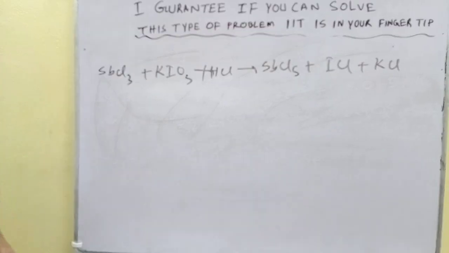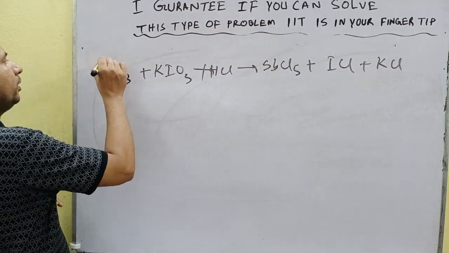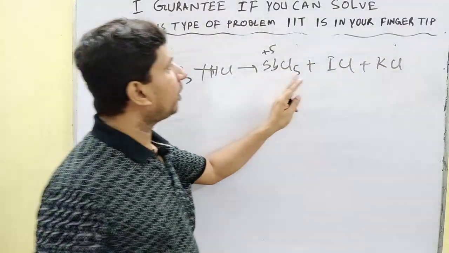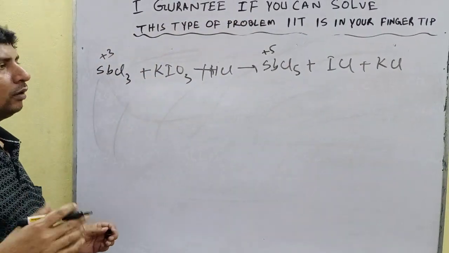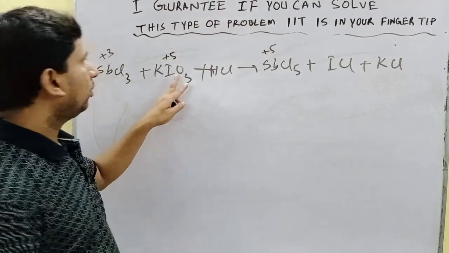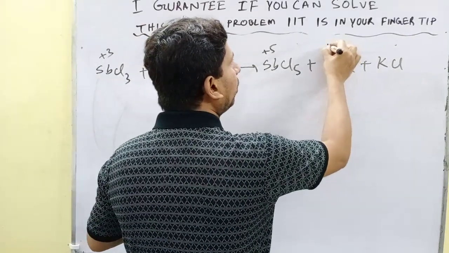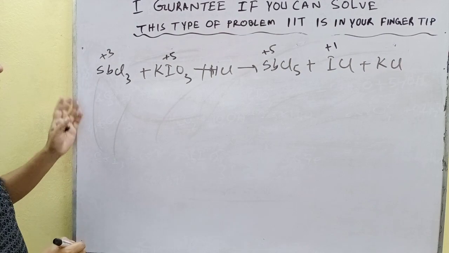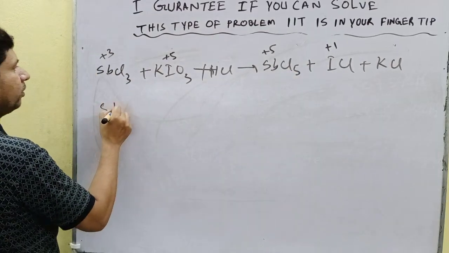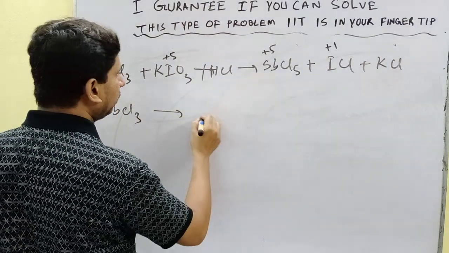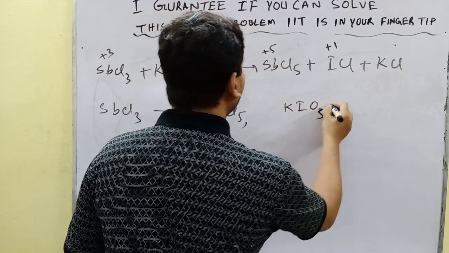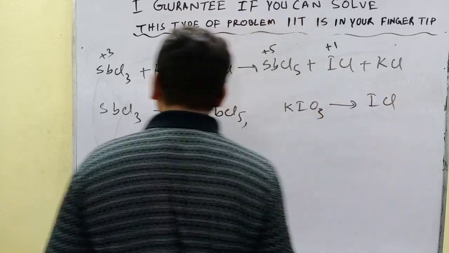Now, which one is oxidized? Here Sb is plus 3, yes, and Sb here is plus 5, because chlorine is minus 1. So chlorine here is minus 1, here also minus 1, no problem. So for chlorine there is no change of oxidation state. And for iodine, this is plus 5, yes, minus 6, plus 1, so this is plus 5. So here it is only plus 1, clear. So Sb is oxidized and iodine is reduced. Okay, then SbCl3 to SbCl5, this is the oxidation half reaction, and KIO3 to ICl, this is the reduction half reaction.